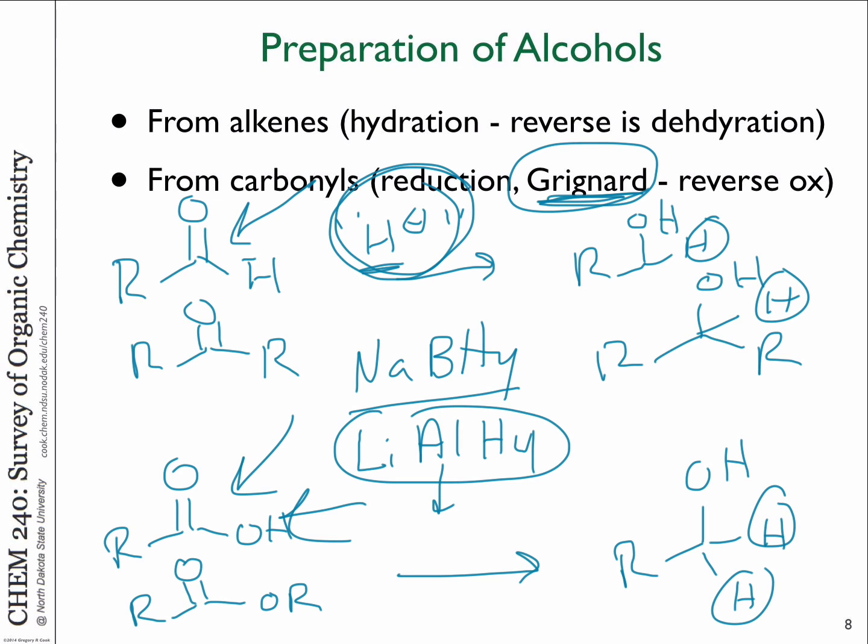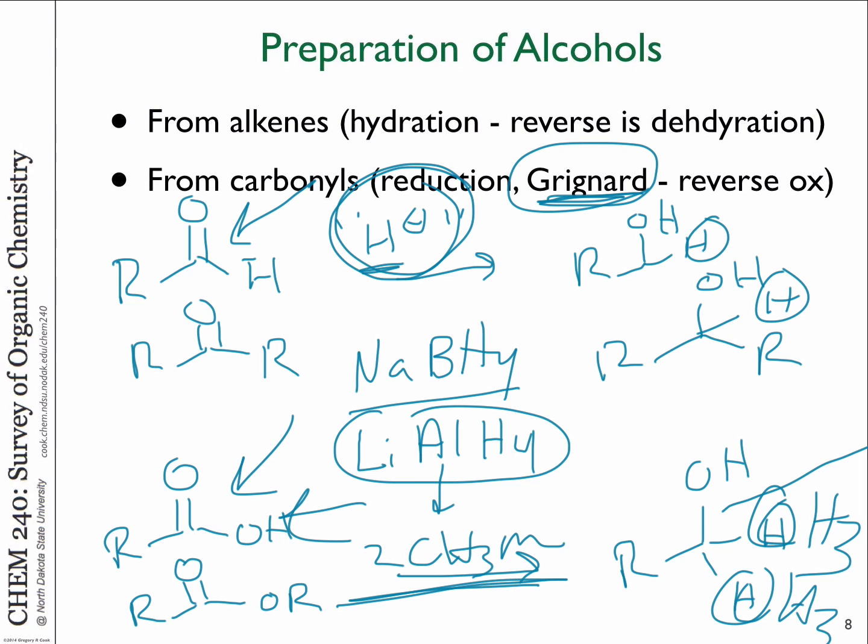If you have two groups of the same in your alcohol, let's say you have CH3 here and CH3 here on my scribbles, you could have made it from this ester by adding two equivalents of CH3 magnesium bromide. Okay? And that works just fine. If you start with an aldehyde and add a Grignard, you still have one hydrogen left, so you have a secondary alcohol. And those are some of the details that you need to think about for Grignards.